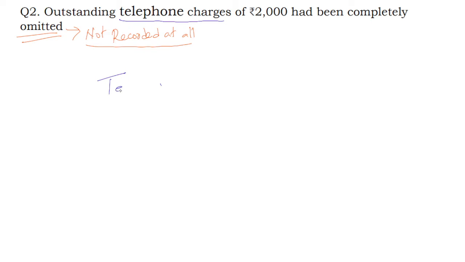So we will write like this: telephone charges debit 2000 to what? When we pay the telephone charges, what entry do we make? We make telephone charges to cash. If we pay through bank, then we'll write telephone charges to bank. See, in this case, outstanding telephone charges. That means telephone charges debit to outstanding telephone charges.